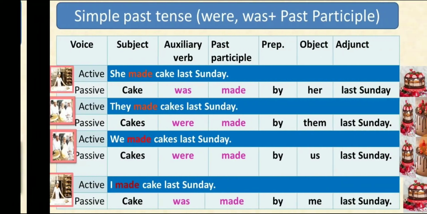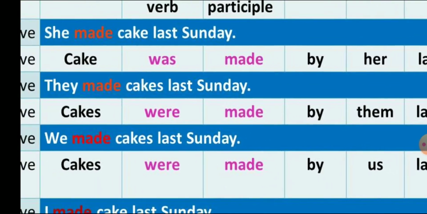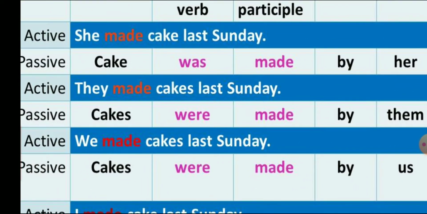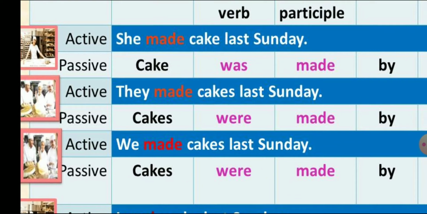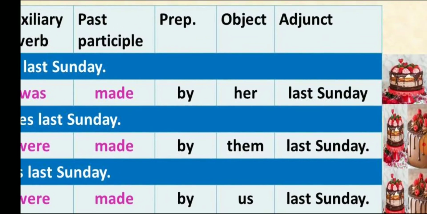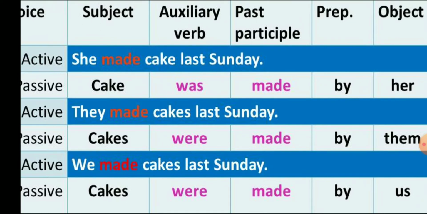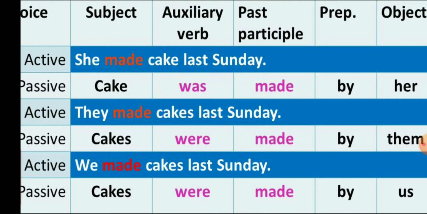Next, let us see few more examples. Look at the sentence. She made cake last Sunday. She is subject and cake is object. Now identify the tense. The verb is made, so it is in past form, that is V2 form. So it is in simple past. Now interchange the subject and object. Cake was made by her.